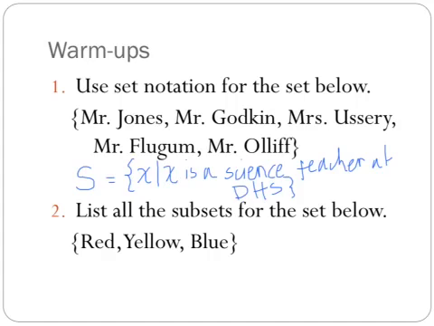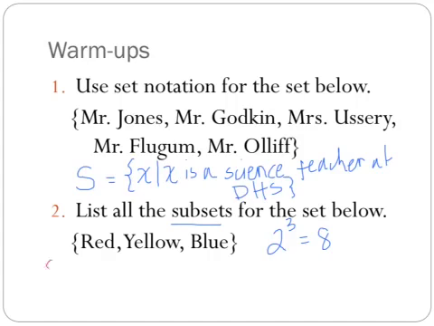List all the subsets for the set below. There are 3 elements. Because we're talking about subsets and not proper subsets, there should be a total of 2 to the 3rd, so 8. Here goes nothing.